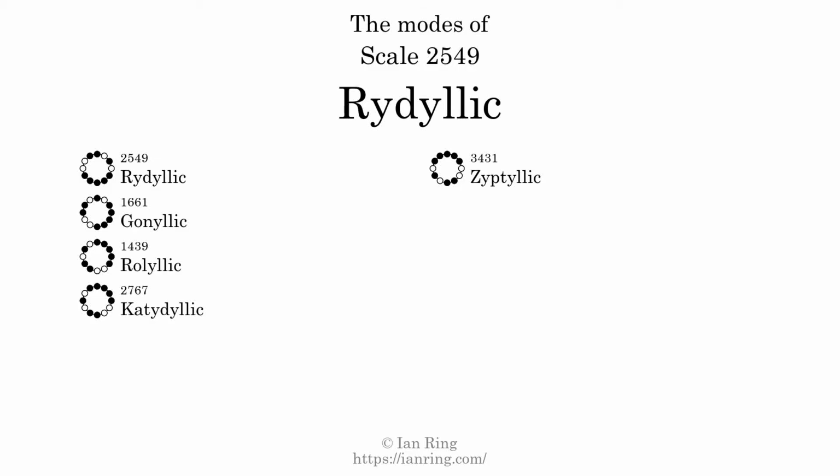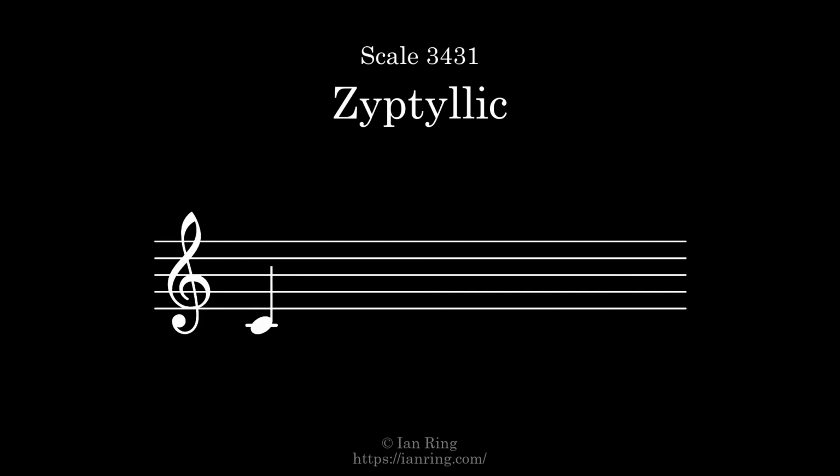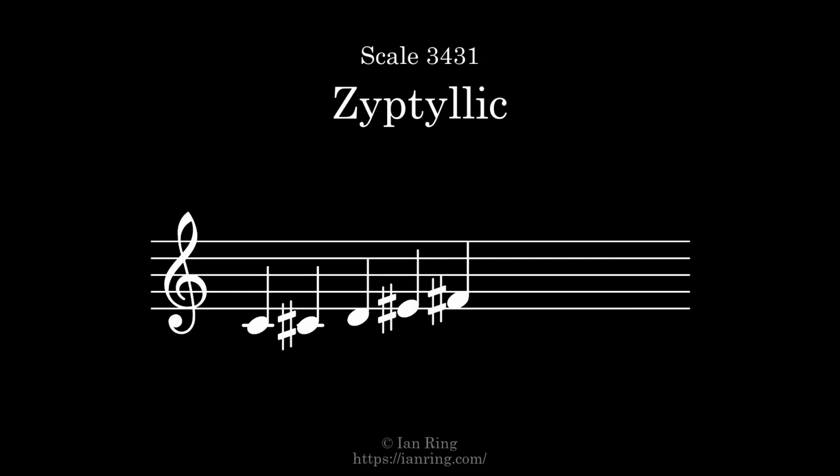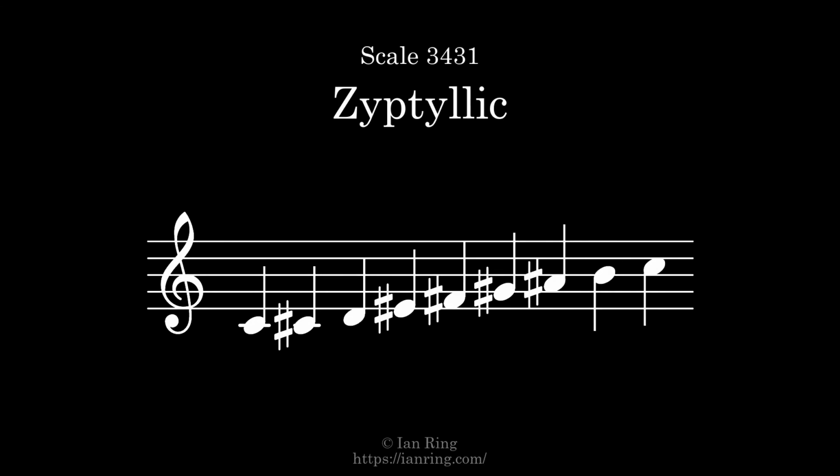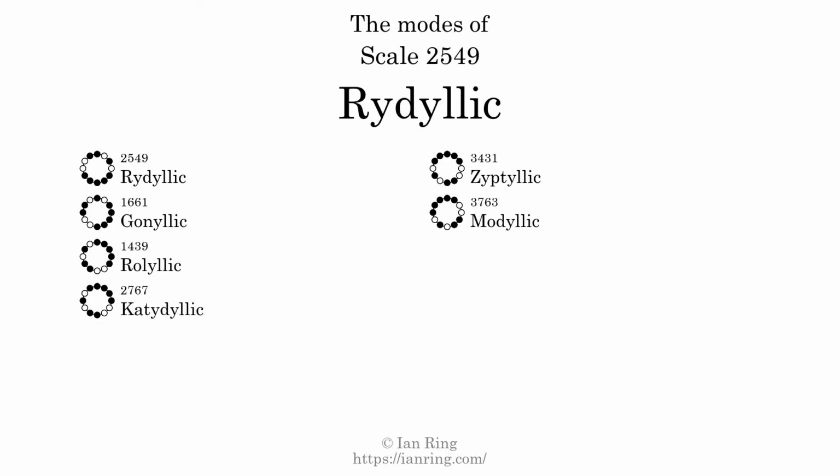The fifth mode is scale 3431, also known as Rydyllic. It sounds like this. The sixth mode is scale 3763, also known as Rydyllic. It sounds like this.